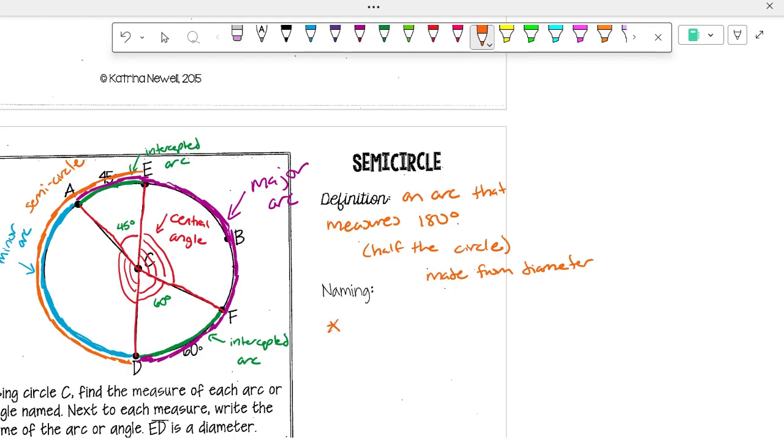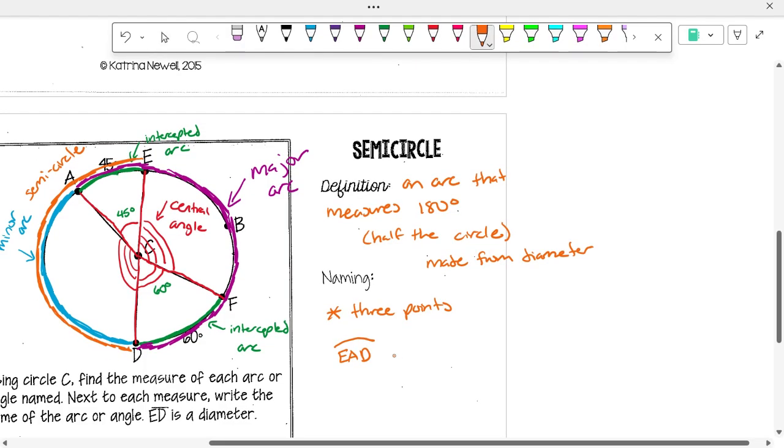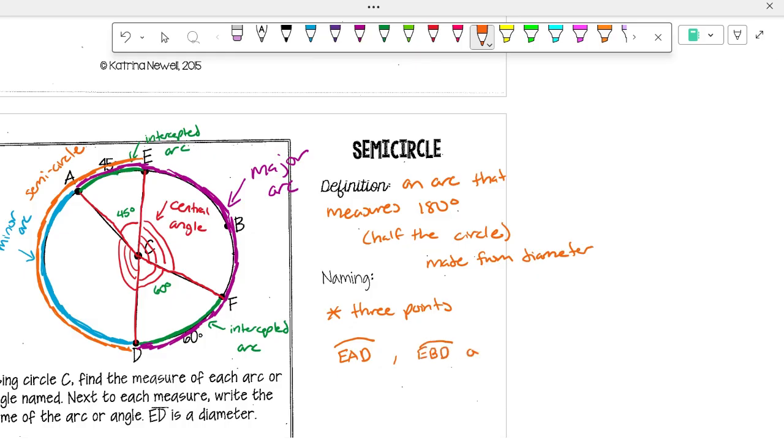Now, with a semicircle, just like a major arc, you name it using 3 points. A minor arc is the only arc that you use 2 points for. All the others you use 3. So, for example, this could be arc EAD. That's the one that I marked. Then let's say I wanted to mark the other side. The other side semicircle could be either arc EBD or arc EFD. These two are the same semicircle. EAD is the other side.